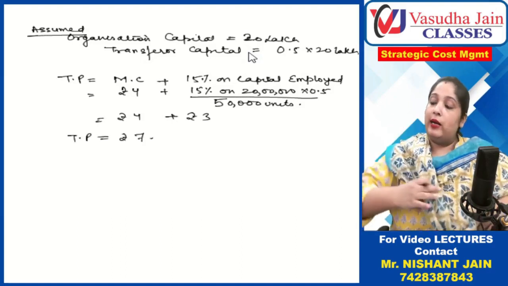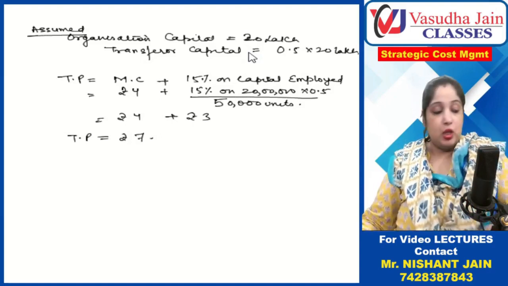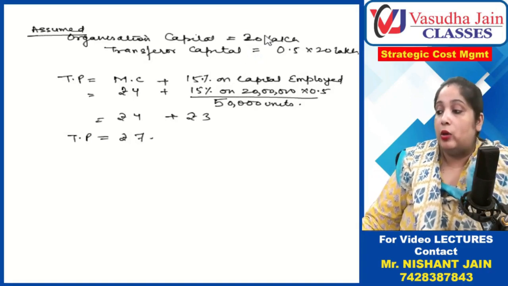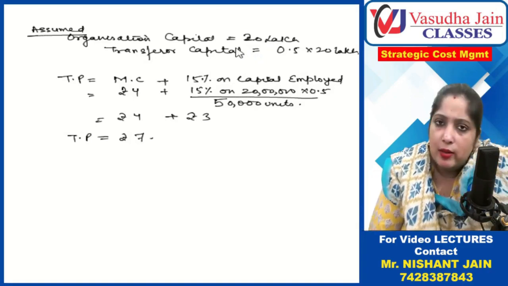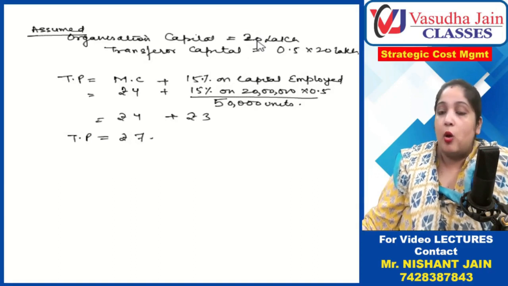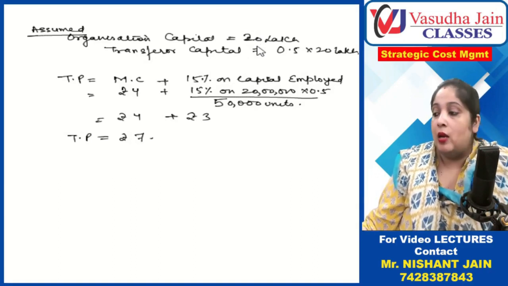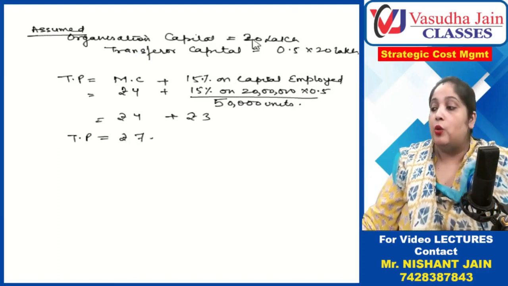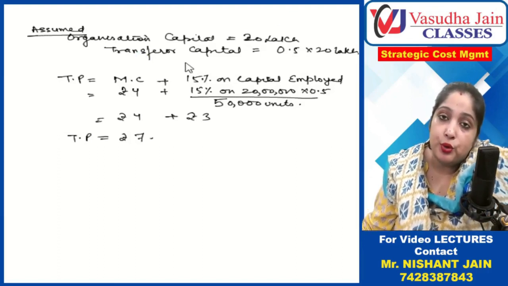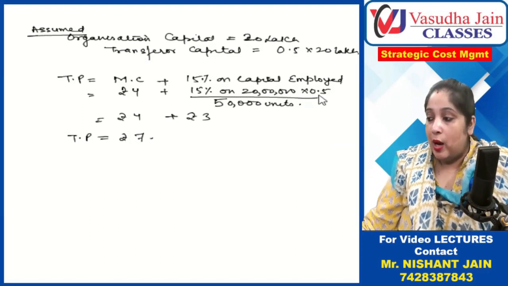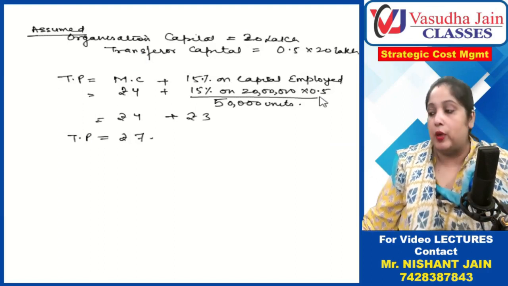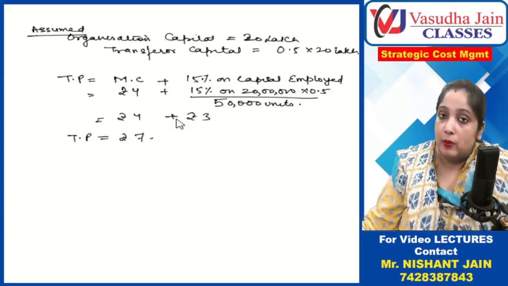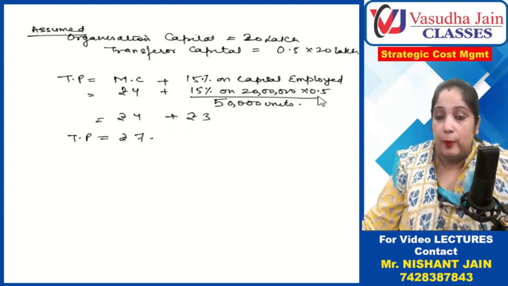I hope you are understanding what the question has assumed. Question has assumed, my dear students, that the total, you can assume otherwise also, that the organization has 20 lakh of capital, of which 50% belongs to the transferor. This is an assumption. You can assume that the whole capital belongs to the transferor only. Then you don't have to multiply here with 0.5. Okay. But I am matching up my answer with the solution given in the CMA module. So I have taken 0.5 here.